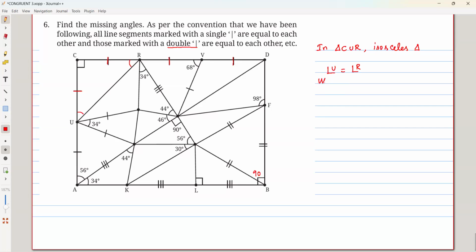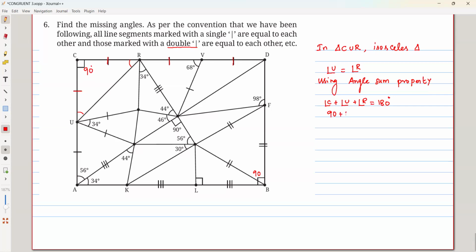How can I write the angle sum property for this triangle? What is angle sum property? The sum of the interior angles should be 180 degrees. That means angle C plus angle U plus angle R is equal to 180 degrees. What is the value of angle C? 90 degrees. Now we can just take angle C as 90 degrees.